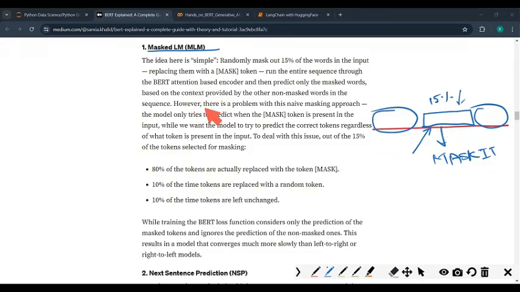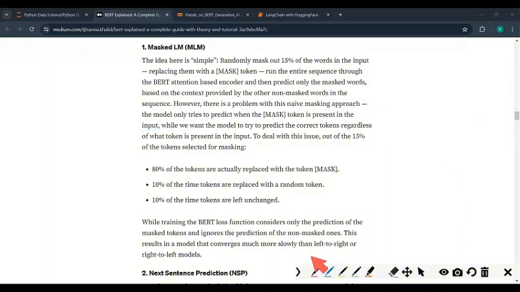However, if I teach BERT using this approach, what is the problem going to happen? If I teach BERT using this approach always, there is a problem with this naive masking approach: the model only tries to predict when the mask token is present in the input. Correct. See here, what will happen with this approach? What will be the problem with this approach?